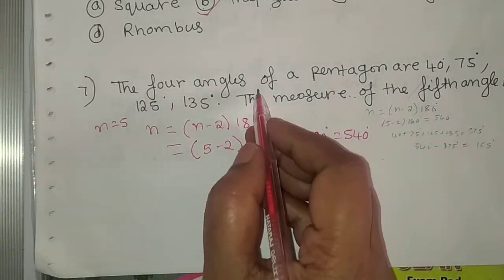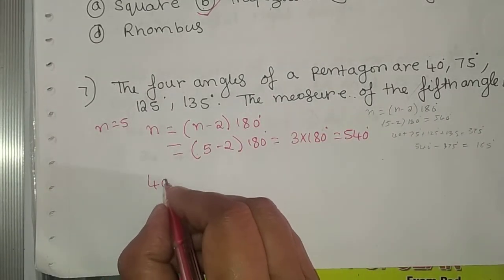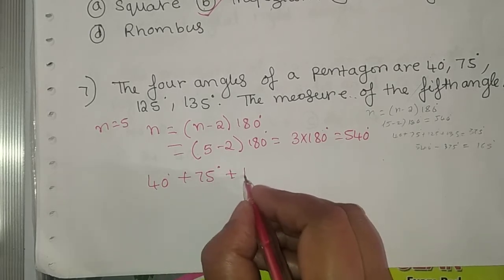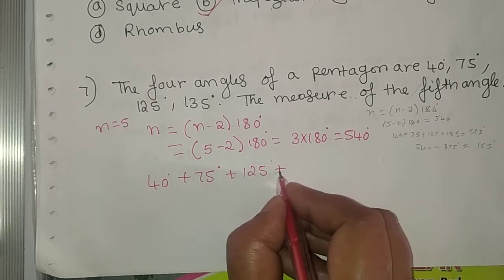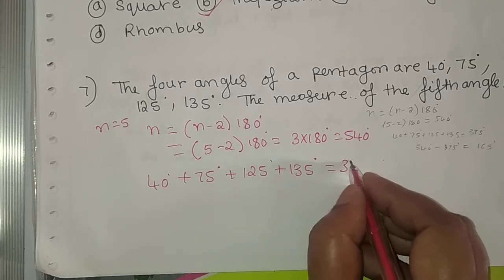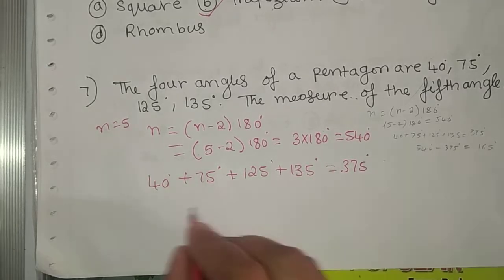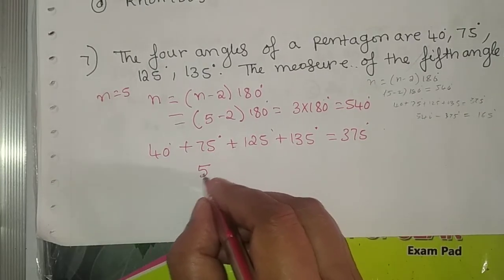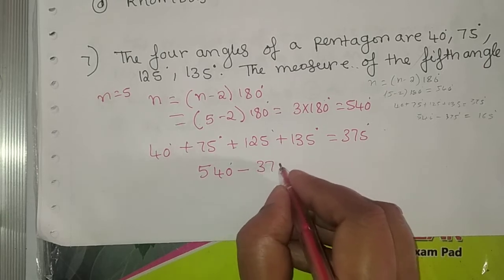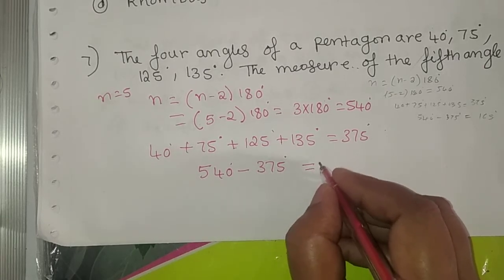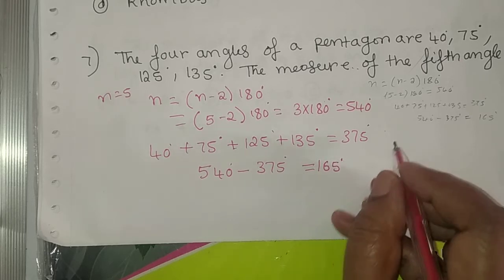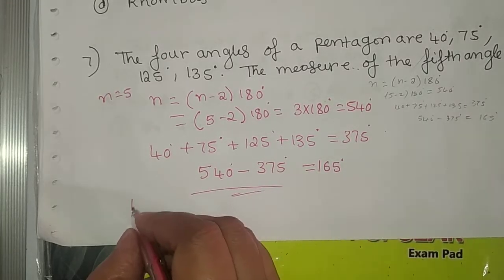After this we have to add all the four angles. 40 degrees plus 75 degrees plus 125 degrees plus 135 degrees will get 375 degrees. So now 540 degrees which we got from this minus 375 degrees will be equal to 165 degrees. So the measure of the fifth angle is 165.